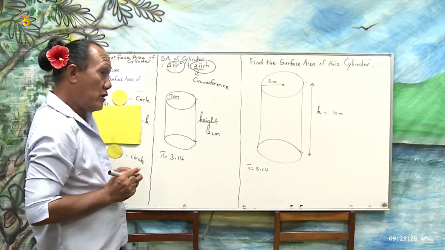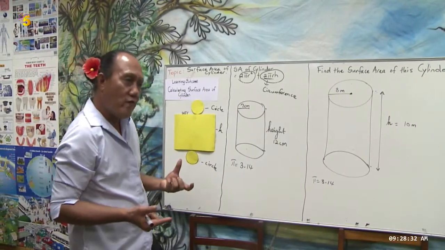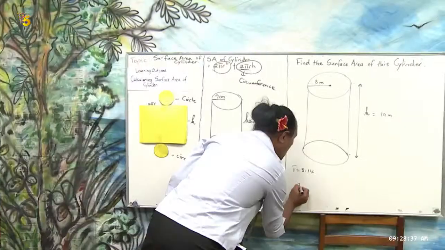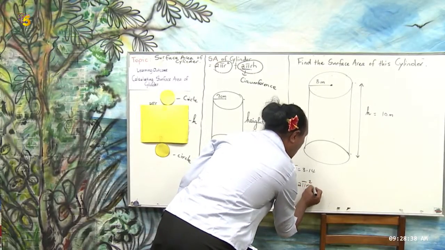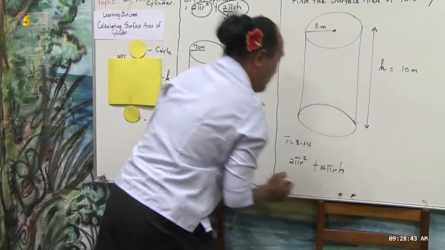Before you do your work, what's the formula? What's the rule for finding the surface area? Very good. It's 2 pi r square plus 2 pi r h.